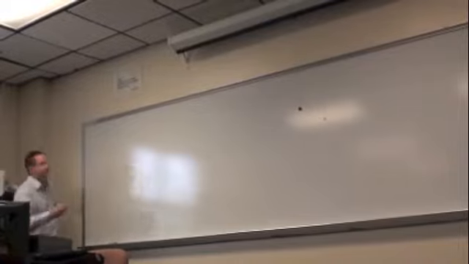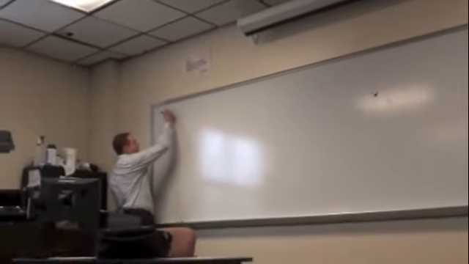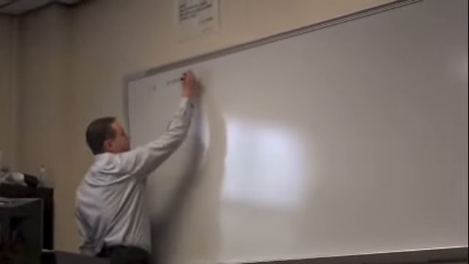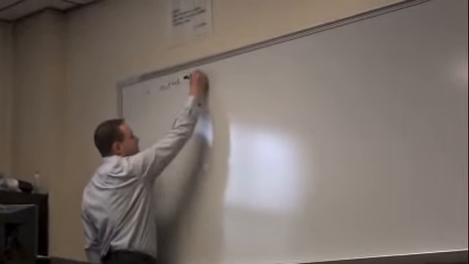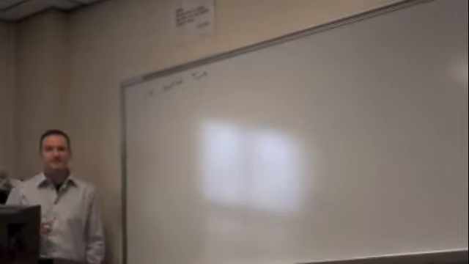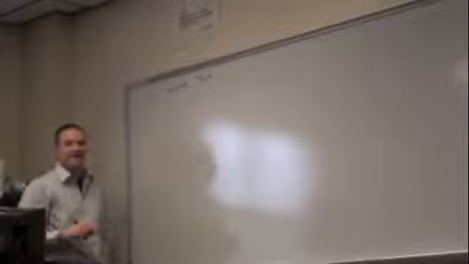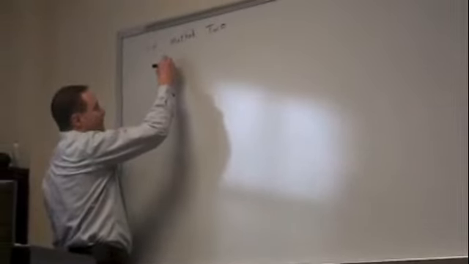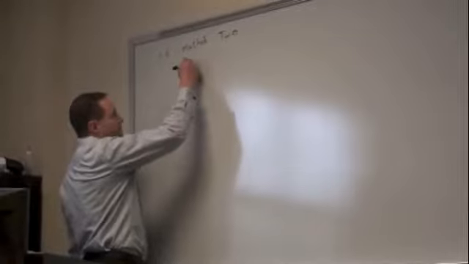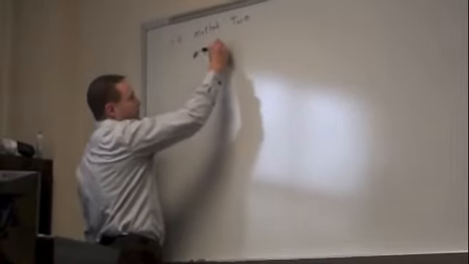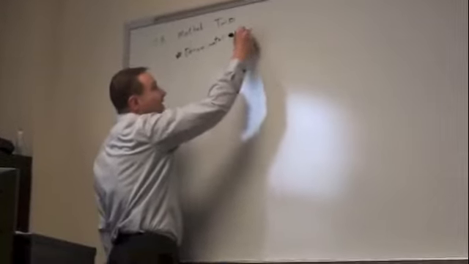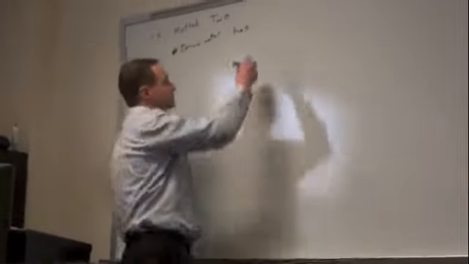But this is section 7.5, method 2. Why did I write out 2 like that? I don't know. So method 2 is when the denominator has a repeated linear factor.